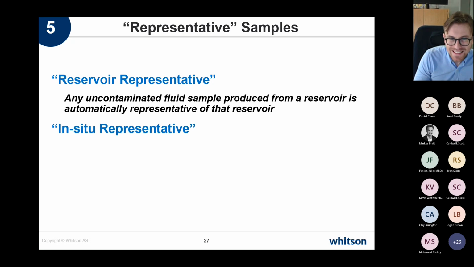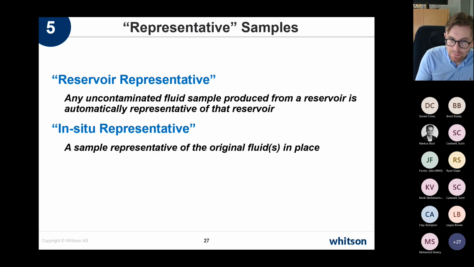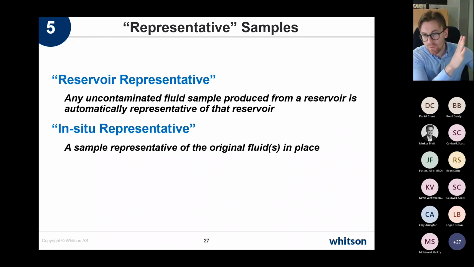And then we have in situ representative samples. An in situ representative sample is a sample that's representative of the original fluids in place. That will, for instance, be the case as long as the bottom pressure is above the saturation pressure. The difference between these 2 is important to understand. And another thing we see all the time is, let's say you have a PVT report that's recombined at the quote-unquote wrong GOR. It will not be in situ representative, but it will be reservoir representative.